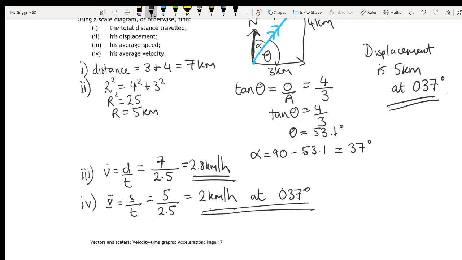Okay, most people at some point during their physics career will forget to put a bearing. Keep an eye on the number of marks on the question, because that will show you that you will need an extra step, something else to get another mark for.